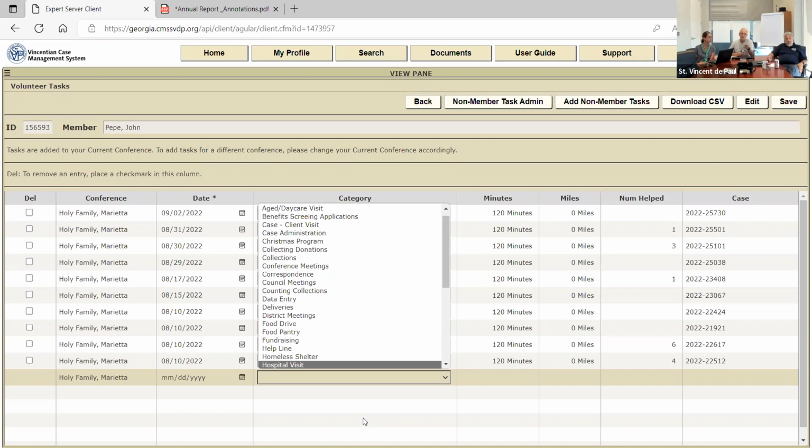Matter of fact, at Holy Family, as an example, our conference meetings are entered in by our secretary. She goes around, she counts the number of people that are there. We spend 2 hours. She does the multiplication. It looks like everybody traveled about 5 miles, puts that in there. We're done for the month.